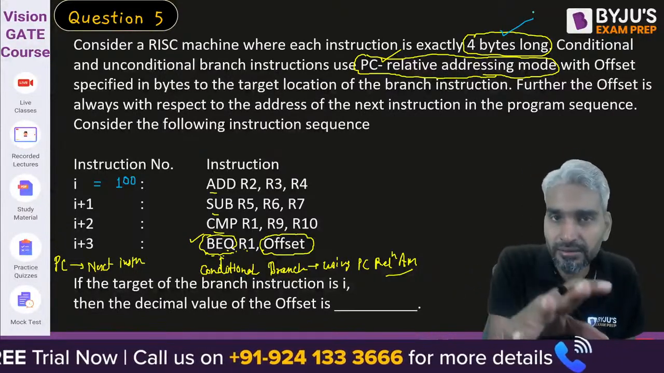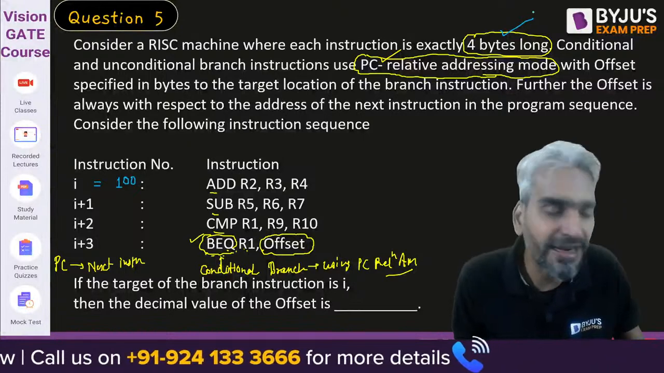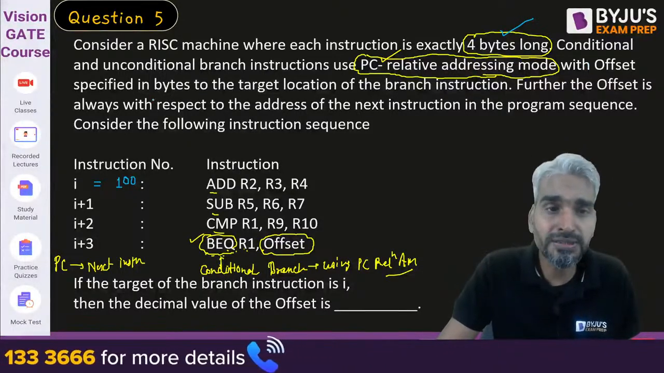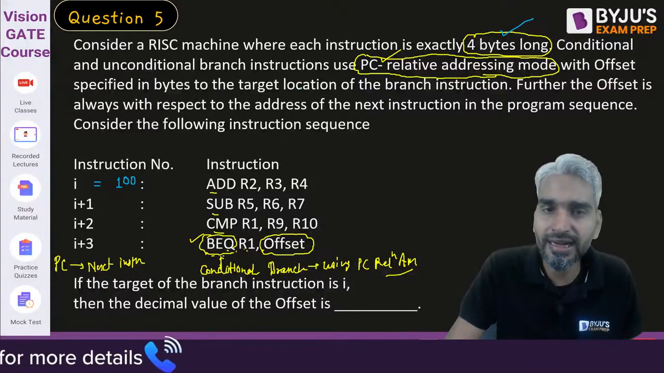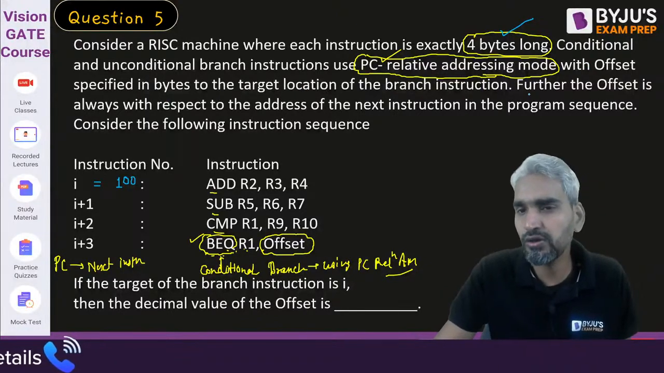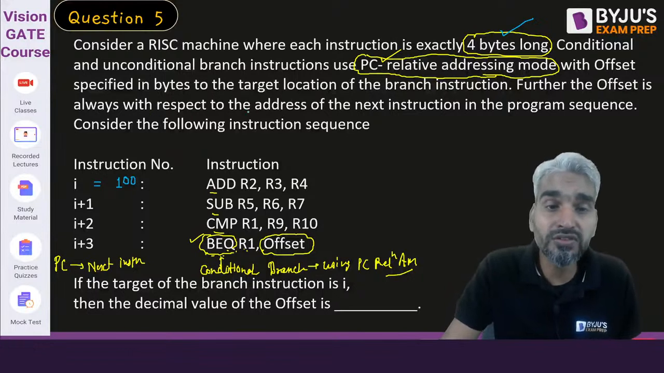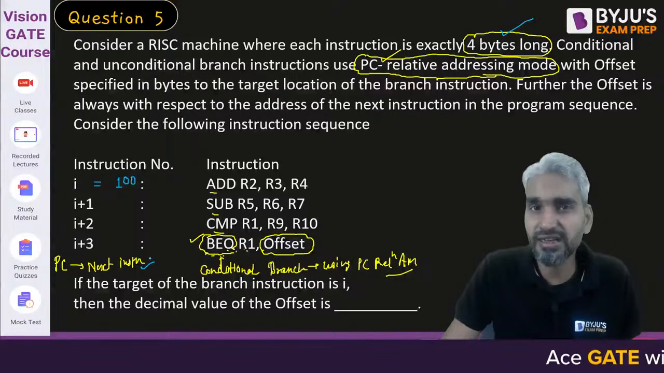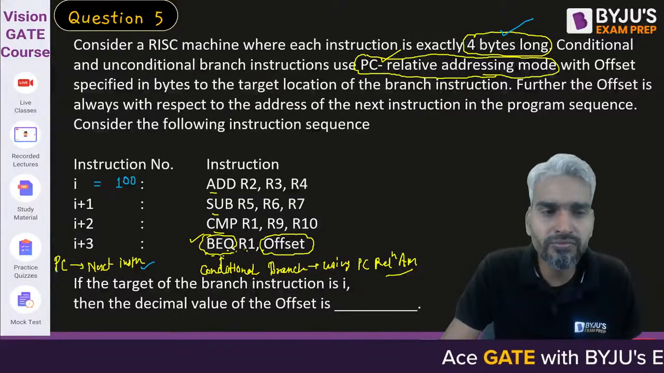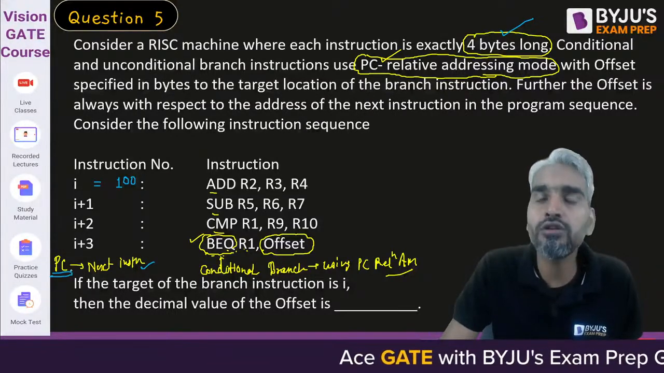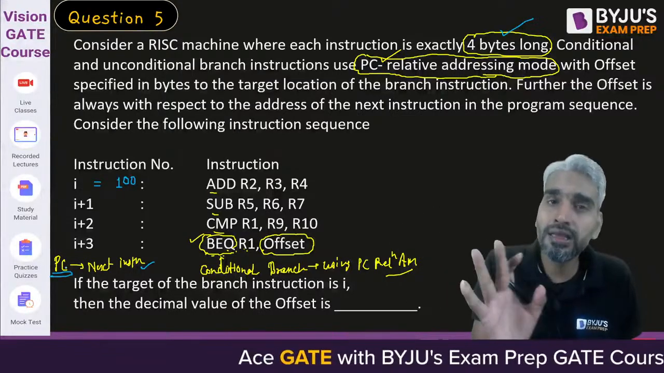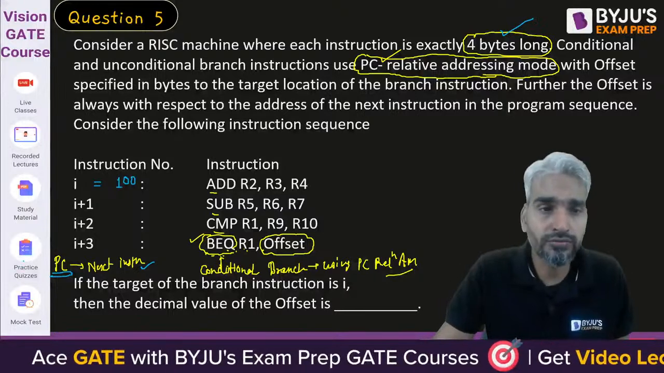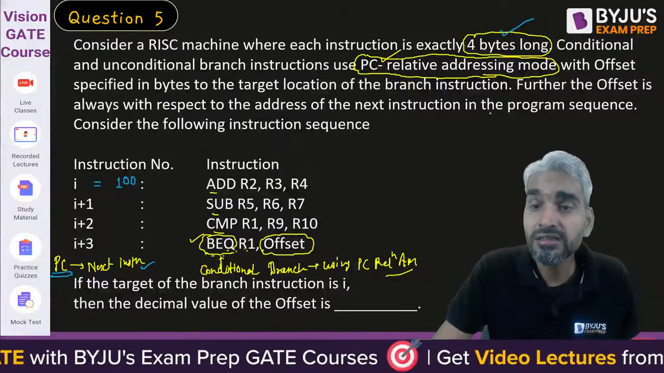Now, in the question it is given that the instruction is 4 bytes long. Let's check whether it is specifying that the memory is byte addressable or word addressable. So let's look further. With the offset specified in bytes to the target location of the branch instruction, okay, we know. Further, the offset is always with respect to the address of the next instruction, because the offset will always be with respect to the current value of the program counter, and the program counter is actually pointing to the next instruction, right?